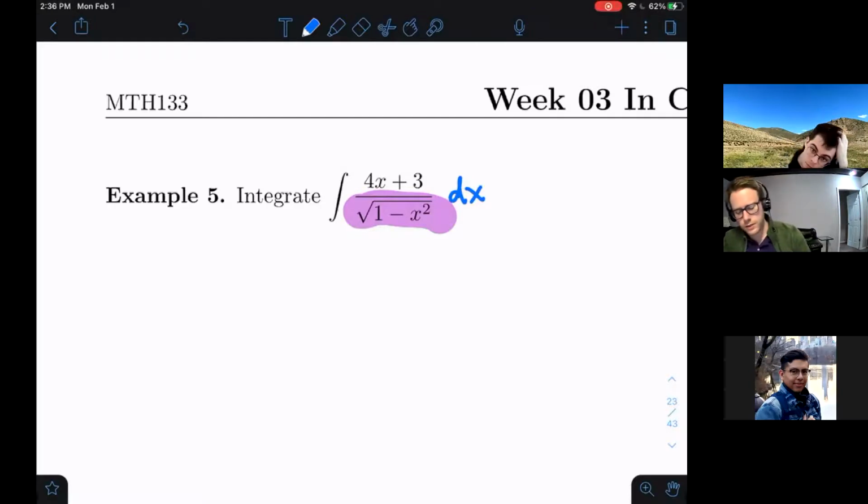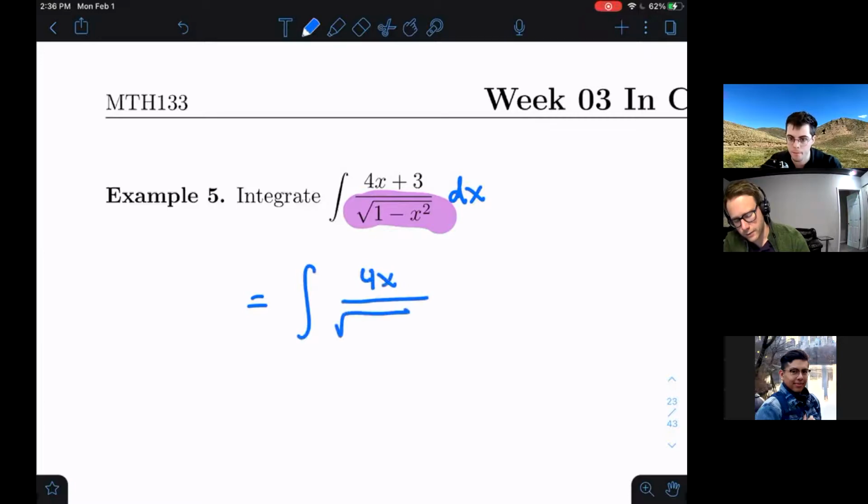And so in order to solve this, we're going to use a technique very similar to our last pre-class video problem. Remember, with fractions, you can always split these things up. And so I'm going to go ahead and rewrite this as 4x divided by the square root of 1 minus x squared plus 3 divided by the square root of 1 minus x squared dx.